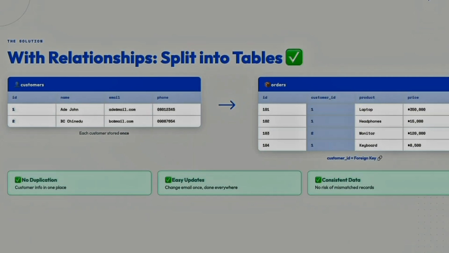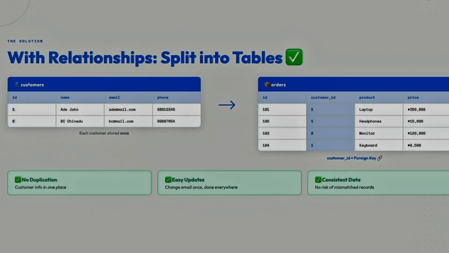But relationships will help you to split this information into two different tables, right? So if relationship comes into play here, we will then have the customers table and the orders table, two different tables. Now, in this case, you can see that John's personal information, his name, his email, his phone number, exists in just one single place. The orders he placed are now referencing his customer ID, because he has a unique identifier, right?